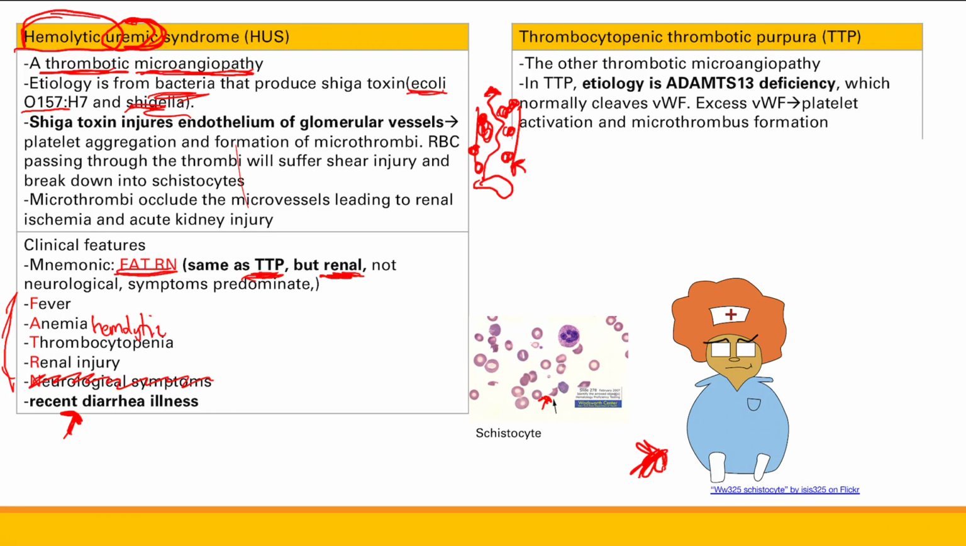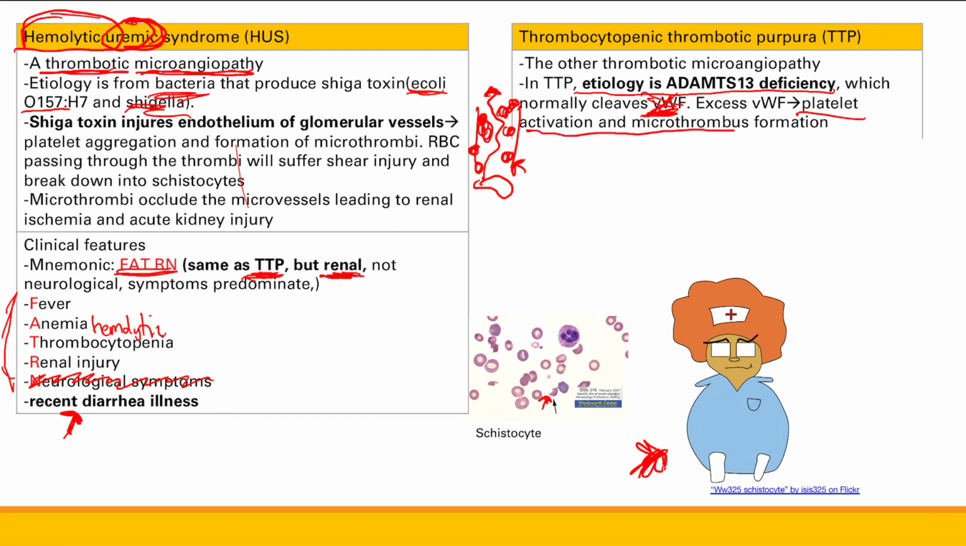So next is thrombotic thrombocytopenic purpura. This one is another thrombotic microangiopathy. This is more of a heme-related problem because, again, the kidneys aren't really affected here. But I put it here just so we can compare and contrast with hemolytic uremic syndrome. And the problem here is ADAMTS13 deficiency. What does ADAMTS13 normally do? It normally cleaves von Willebrand factor. It normally gets rid of von Willebrand factor. If this is deficient, you get excess von Willebrand factor. So you're going to get excess platelet activation and thus microthrombus formation.